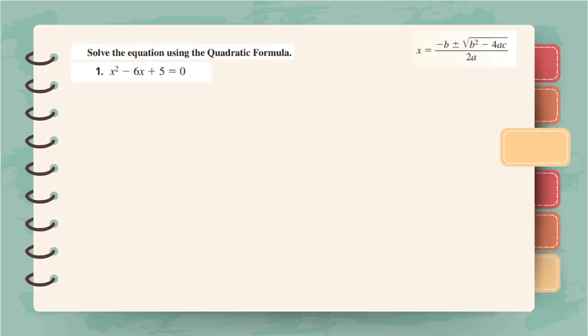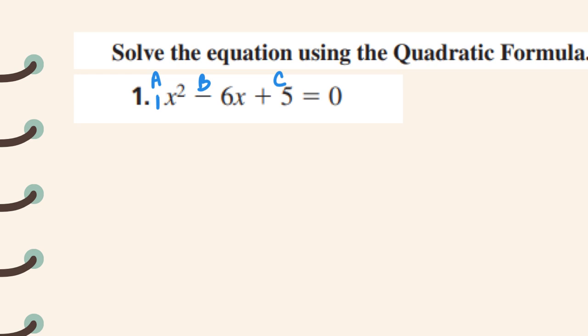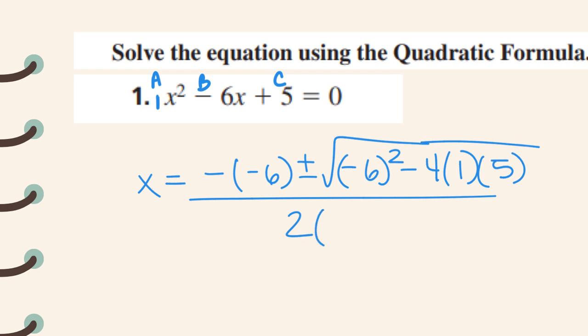Let's work another one out. This is a, an imaginary 1. It's not x, it's an imaginary 1, because how many x squareds do you have? Only 1. b is negative 6, and c is 5. Let's get ready to plug in. We have x equals negative times negative 6 plus or minus the square root of negative 6 squared minus 4 times 1 times 5, over 2 times 1.